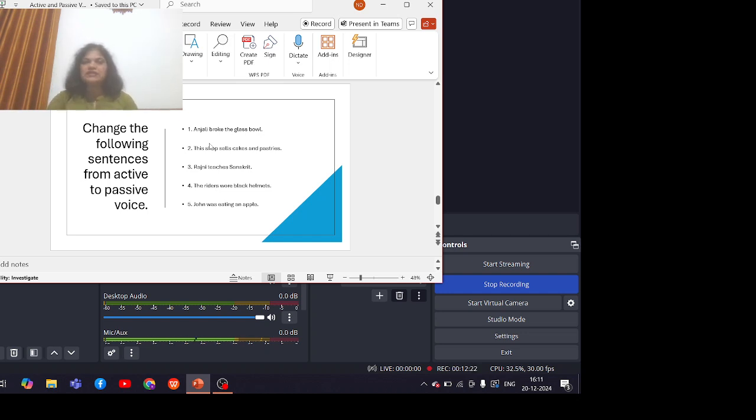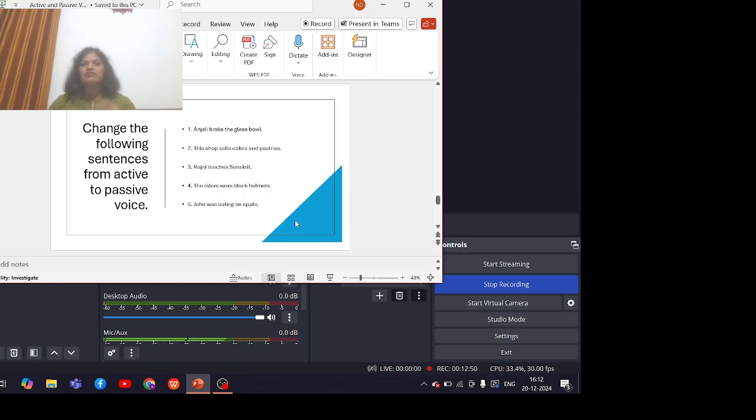Now the next sentence. The shop sells cakes and pastries. Here cakes and pastries are the object, so you have to bring it to the place of the subject. Now you will say cakes and pastries are sold. Why have we used are here, the helping verb? Because the tense of the sentence is present tense. It's in simple present tense.